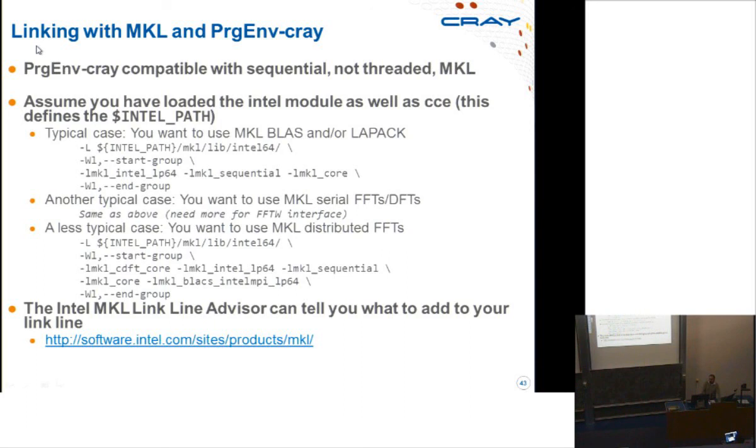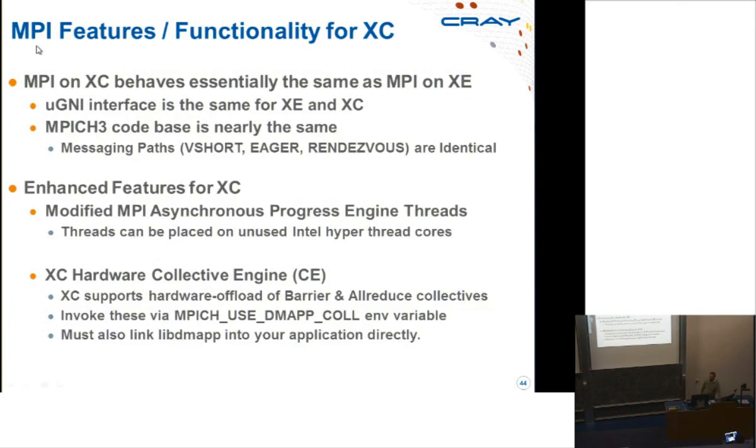With the Cray compiler, again, because it's not a common compiler they encounter, it's slightly more complicated. The MPI library behaves essentially the same way as it did on the XE. So the same uGNI interface. So if you did ever do any kind of DMAPP or uGNI application writing, it should work for Aries as it did for Gemini. It's the same MPICH 3 code base.